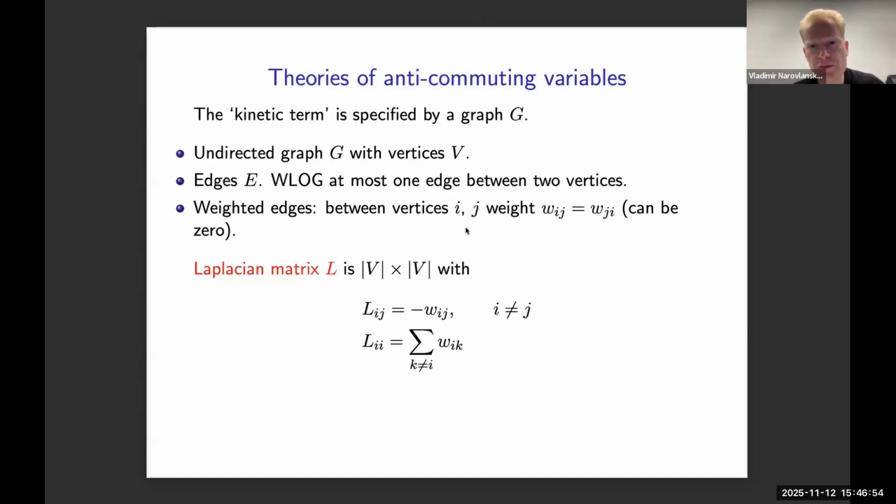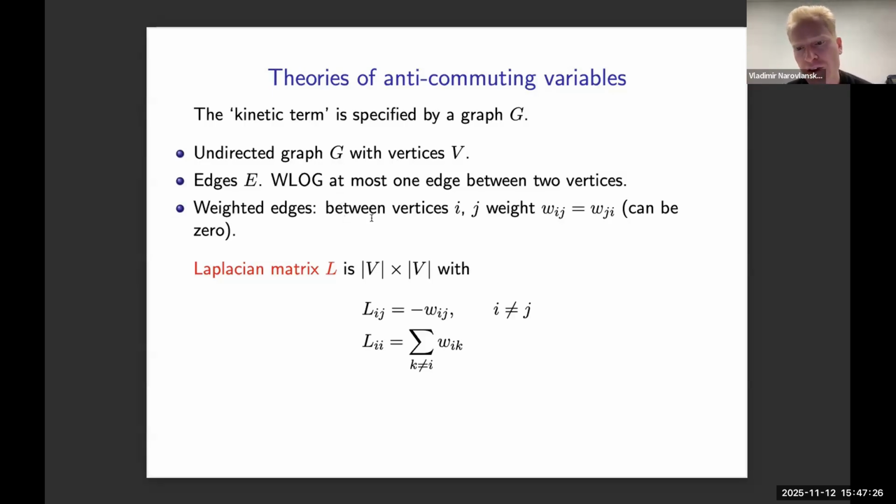As is often done, we're going to specify the theories of the fermions using a graph G. So the theory will live on a graph G. The graph G is going to have vertices V and edges E, and without loss of generality, we'll assume that between any two vertices there is at most one edge. So either there is an edge or no edge.